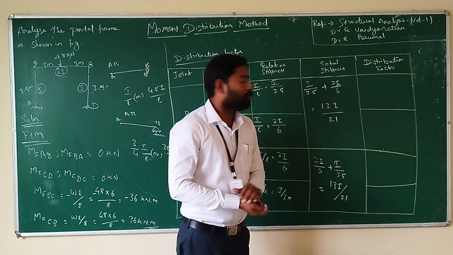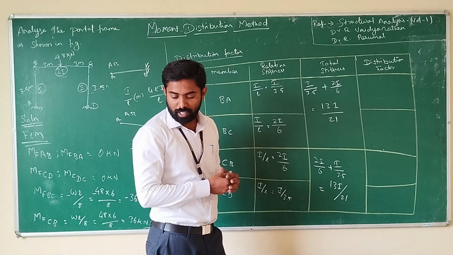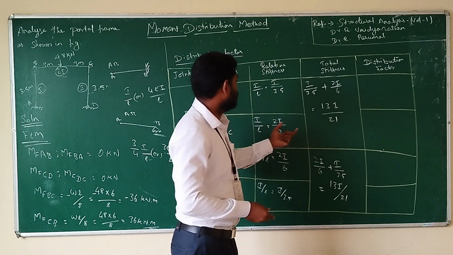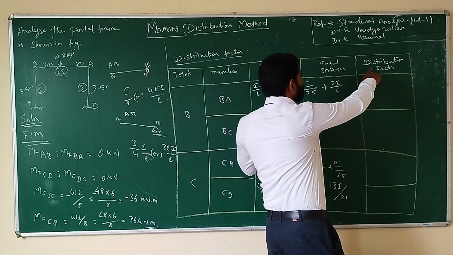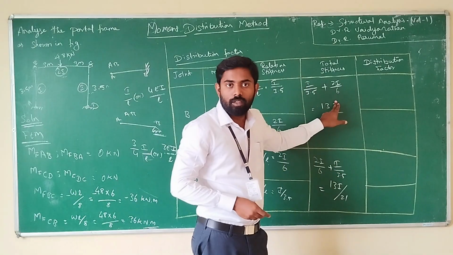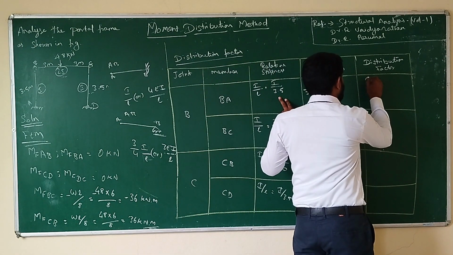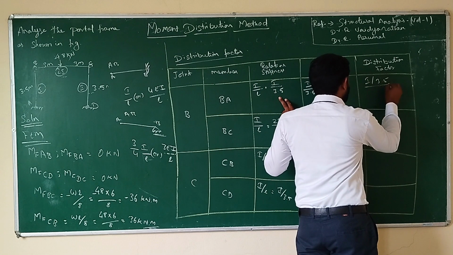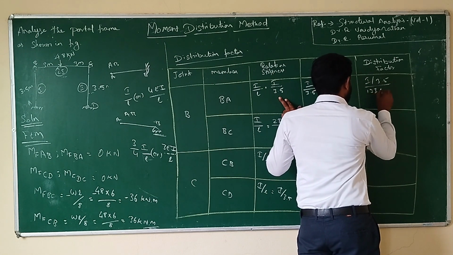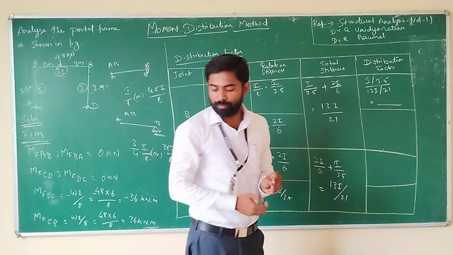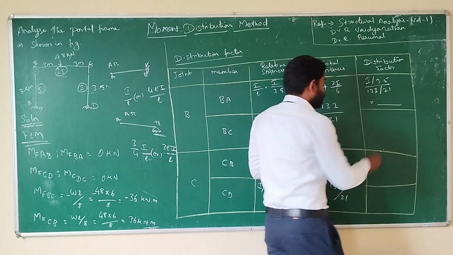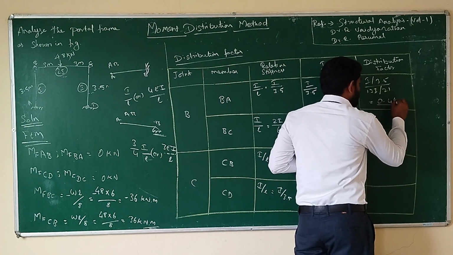And the next step will be the distribution factor. So the distribution factor is nothing but the relative stiffness divided by the total stiffness. So by solving this one, that is I by 3.5 divided by 13I by 21, we can get the distribution factor. So the value will become 0.463.